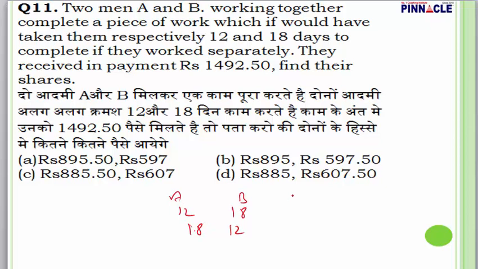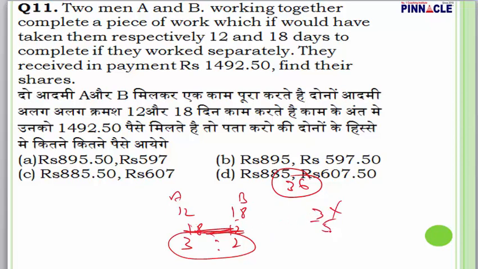Let's say 36 is the total number of units you want to take. Then in one day he will do 3 units, and in one day he will do 2 units. So their efficiency is 3:2. Question is, find their share. A will get 3 by 5 rupees, that is, out of 5 rupees, A will get 3 rupees. So 1492.50, 50 is only in one option. So answer would be A.